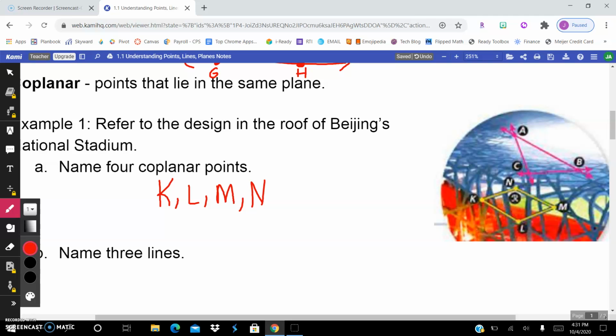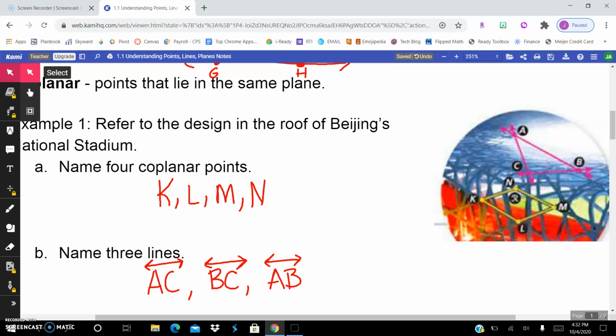So one of those lines could be from A to C. So we're going to write AC, and we're going to make sure that we have a line with arrows. Another one is C and B there, and we can put them in order of CB or BC, it does not matter, for a line. And then our last one is from B to A or A to B. We just want to make sure we label correctly. We have that line with arrows at both ends.